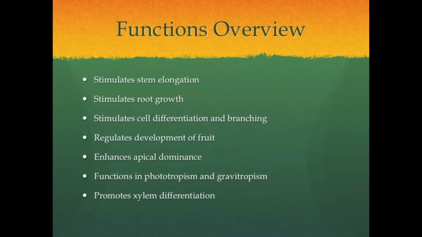Functions of auxin include the stimulation of stem elongation, root growth, and cell differentiation and branching. It also regulates development of fruit and enhances apical dominance. Auxin plays a role in phototropism and gravitropism, and also promotes xylem differentiation. Xylem differentiation is a series of changes that occur in vascular plant tissue during development, resulting in their specialization.